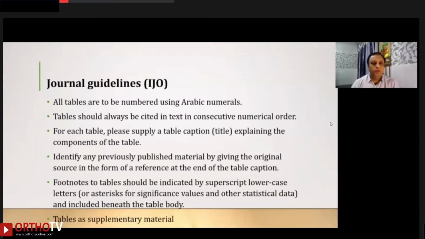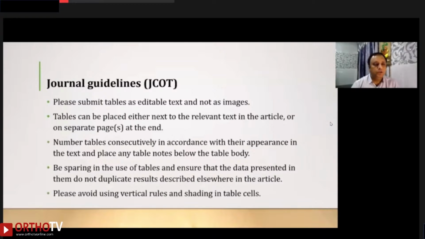I've given the journal instructions here for the Indian Journal of Orthopaedics. These are the instructions for the table. All tables are to be numbered using Arabic numerals, and tables should always be cited in the text in consecutive numerical order. For each table, you should supply the table caption. We have gone over that before, explaining the components of the table. Identify any previously published material by giving the original source in the form of a reference at the end of the table. Footnotes to the table should be indicated by superscript lowercase letters and included beneath the table body. Tables should be given as supplementary material for IJO.